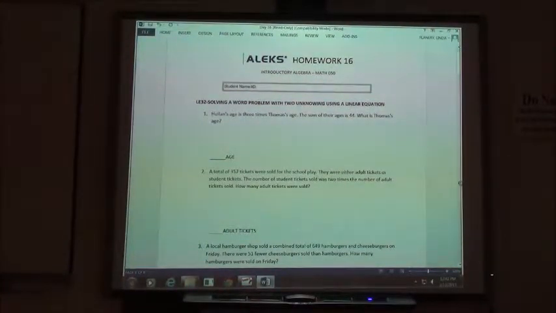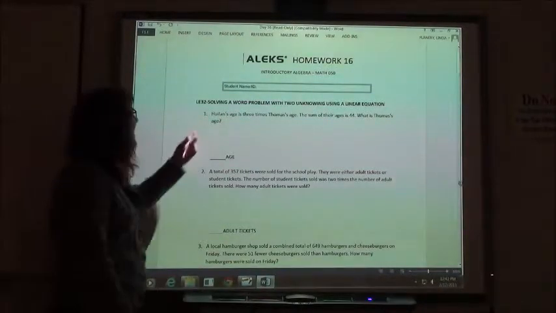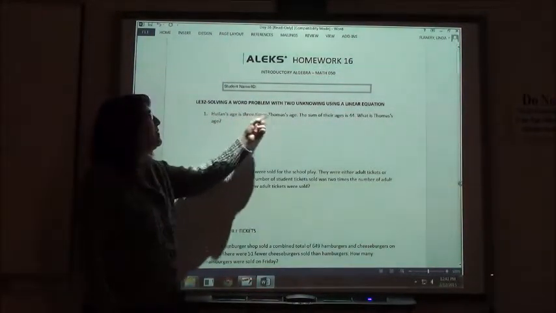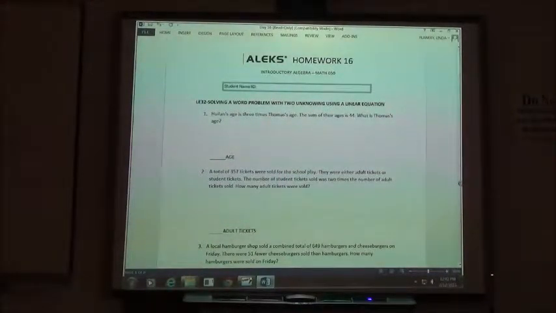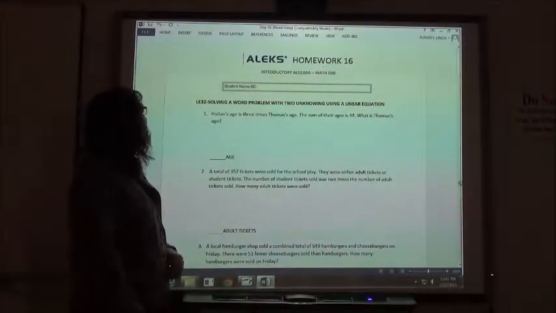Whatever that first guy's name is, where'd they come up with these names? Hulan's age is 3 times Thomas's age. The sum of their ages is 44. What is Thomas's age?